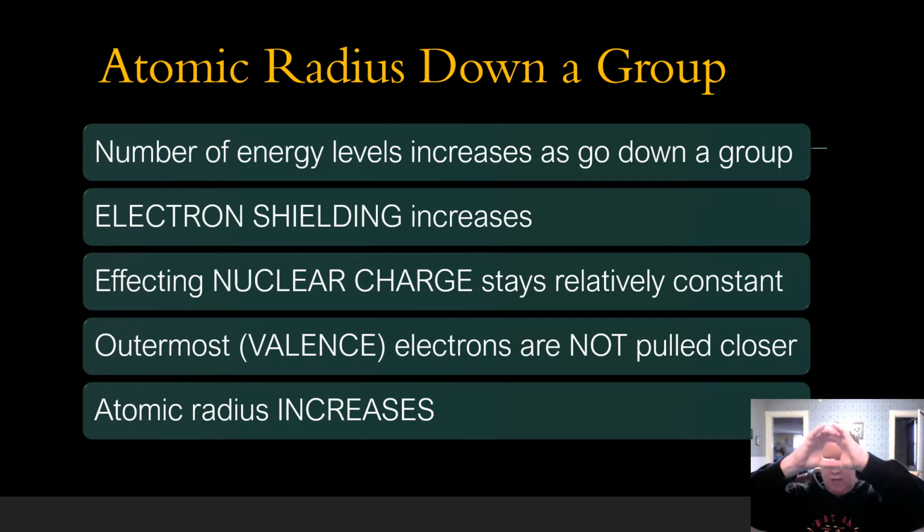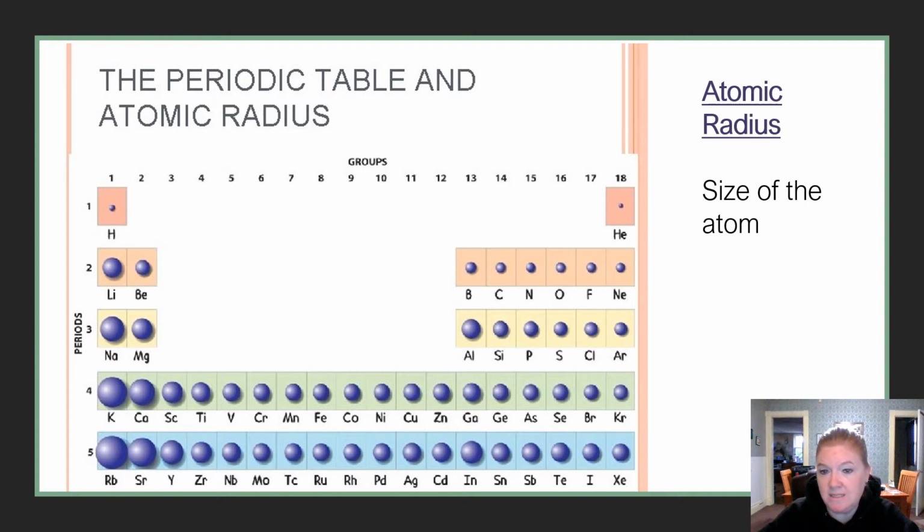So as we go down a group, we're going to start small and get bigger, mostly because we're adding additional energy levels. That's how I like to think about it. Atomic radius is the size of the atom. Here's a relative representation. You can see as you go across a period, the atomic radius decreases, and as you go down a group, the atomic radius increases. Around where you see rubidium on this section of the periodic table, that's where you have the largest atoms, and up where you see helium is the smallest.